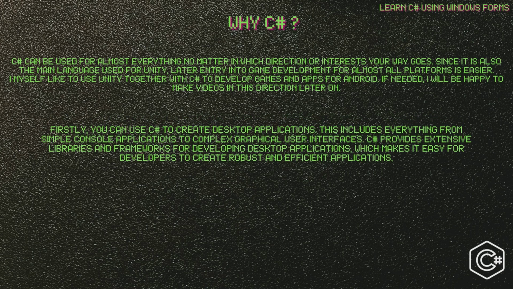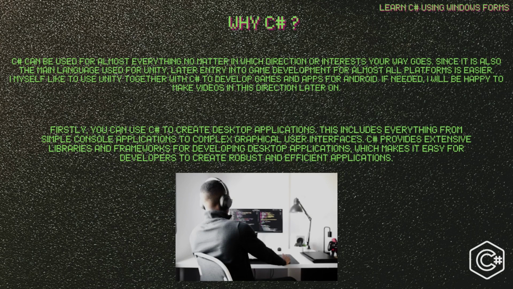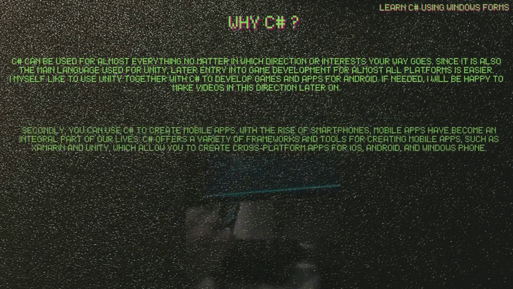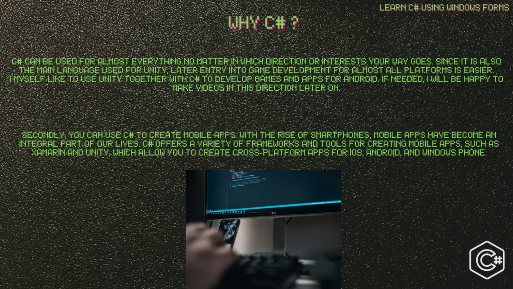Firstly, you can use C# to create desktop applications. This includes everything from simple console applications to complex graphical user interfaces. C# provides extensive libraries and frameworks for developing desktop applications, which makes it easy for developers to create robust and efficient applications. Secondly, you can use C# to create mobile apps. With the rise of smartphones, mobile apps have become an integral part of our lives. C# offers a variety of frameworks and tools for creating mobile apps, such as Xamarin and Unity, which allow you to create cross-platform apps for iOS, Android, and Windows Phone.